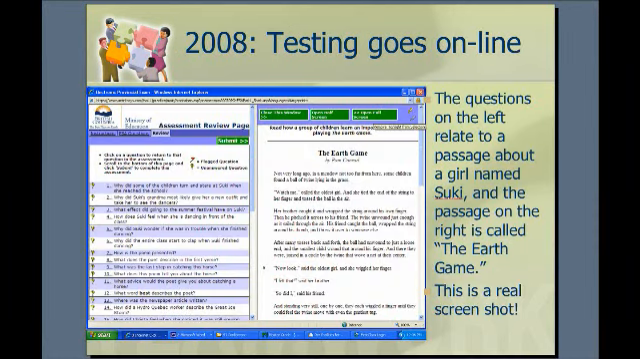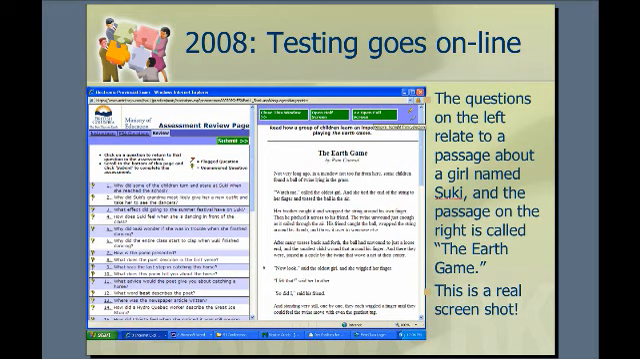On top of this, in 2008, the FSA test went online. And so the students now, since last year, and this year, 2009, a portion of the FSA is online, so it's called the eFSA. And what happens is the students have to log on to a particular website and they provide their student code, and then they get in and they're given instructions. And the screen looks something like this.